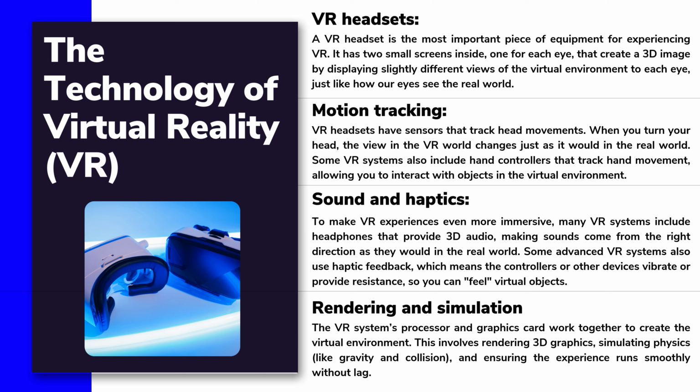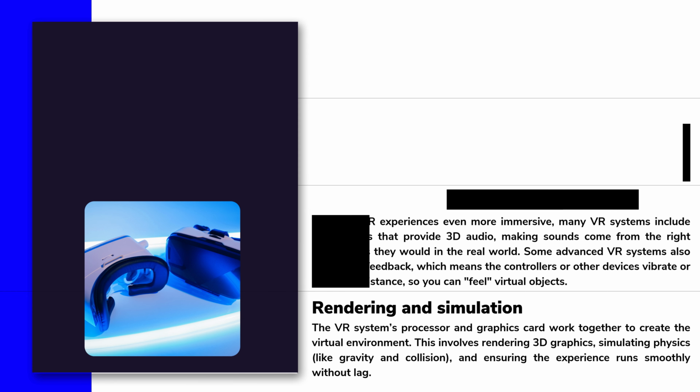Rendering and simulation. The VR system's processor and graphics card work together to create the virtual environment. This involves rendering 3D graphics, simulating physics, like gravity and collision, and ensuring the experience runs smoothly without lag.